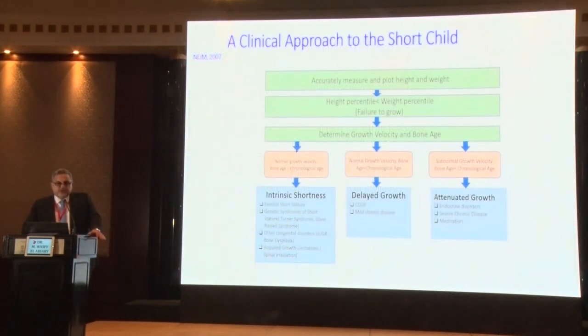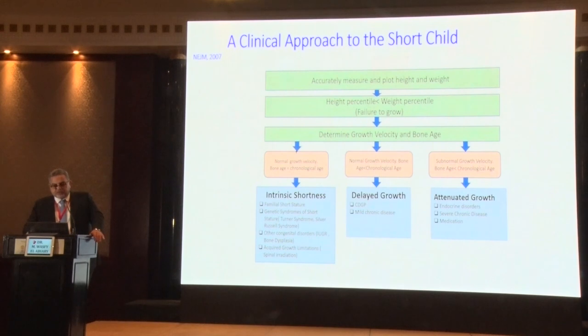A clinical approach to the short child, this is from the New England Journal of Medicine. Basically, if the child is short, you look mainly for two things: the growth velocity, whether he's on a proper normal growth velocity or not, and the bone age. The bone age is very useful. If you have a normal growth velocity and a normal bone age, usually there is an intrinsic problem, like genetic syndromes or familial short stature. IUGR can give you the same, and some bone dysplasias.